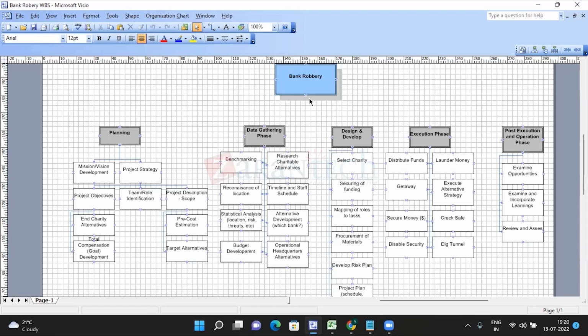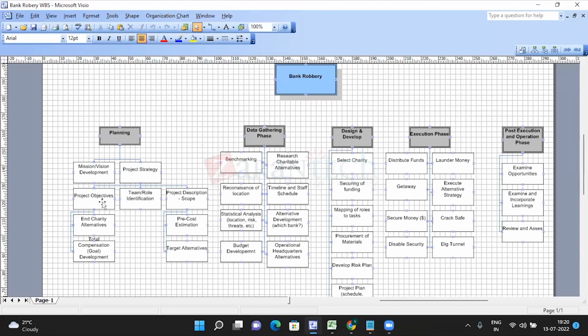You are dividing it like this: planning, data gathering, design and development, execution, and post execution. The high level bank robbery is divided into this. Therefore, when planning, you have to define vision, mission, strategy, who is the team working on the project, and again the project description, like pre-cost estimations or target alternatives, if any.